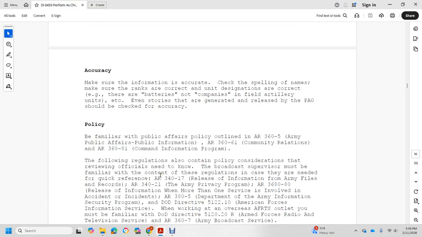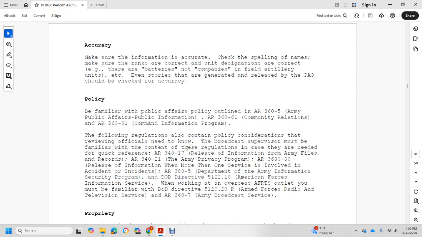Policy. Be familiar with the public affairs policies outlined in Army Regulation 360-5, Army Public Information, Army Regulation 360-61, Community Relations, and Army Regulation 360-81, Command Information Program. The following regulations will contain the policy considerations reviewing officials need. Broadcasting supervisors must be familiar with the content of the regulations.